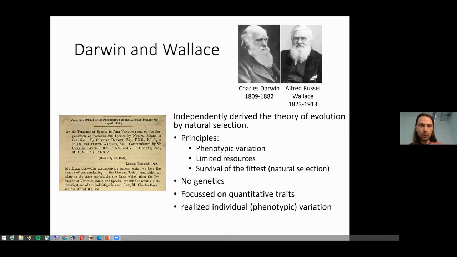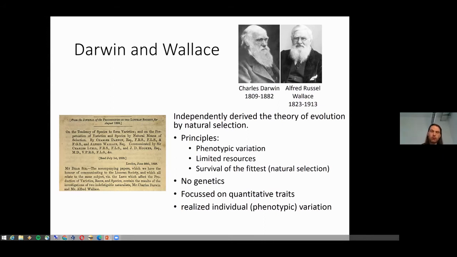Forced Darwin to finish his book. But before that, in August of 1858, both Darwin and Wallace published a paper together on the tendency of species to form varieties, and on the perpetuation of varieties and species by natural means of selection. This is one year before Darwin published The Origin of Species.